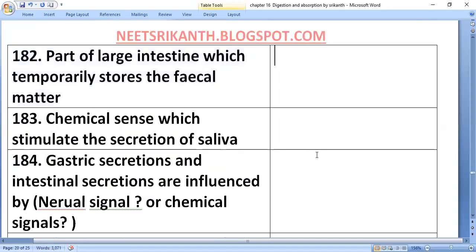Part of large intestine which temporarily stores the fecal matter: rectum. Chemical sense which stimulates the secretion of saliva: that's what you call gustatory sense, taste, and olfactory, smell.